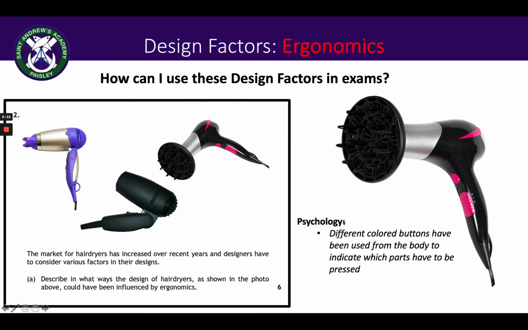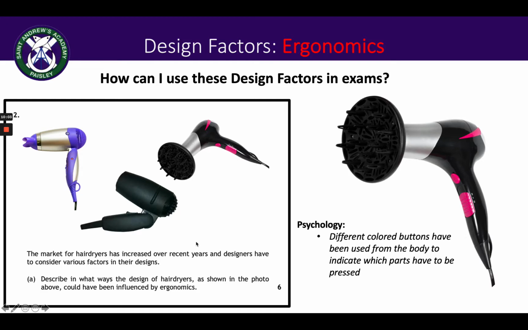Psychology. So that's to do with how you understand how to use the product. So in this particular one, different coloured buttons have been used from the body to indicate which parts have to be pressed or slid. Right? So psychologically, I know where to touch and push this button to get it to operate. Right? And that's it. That's quite a lot of different points on ergonomics, which would easily get you the 6 marks there.